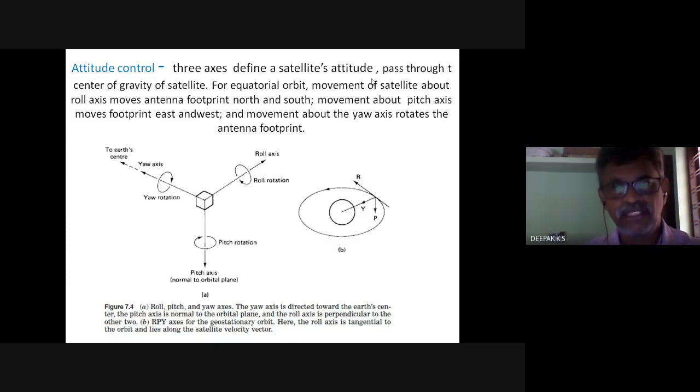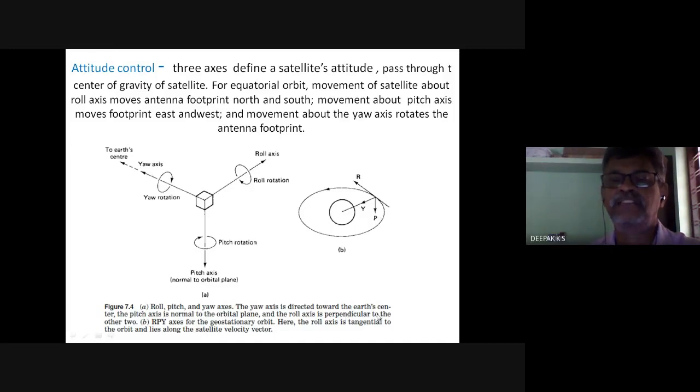So all these three axes pass through the center of gravity of the satellite. For equatorial orbit, this is the roll axis, this is the pitch axis. The yaw axis is from the satellite to the center of Earth, directed towards Earth center. The pitch axis is normal to the orbital plane. So normal to this plane, you have this pitch axis.